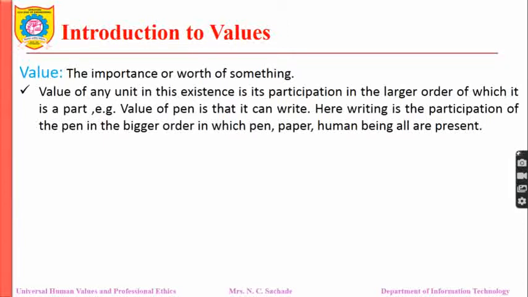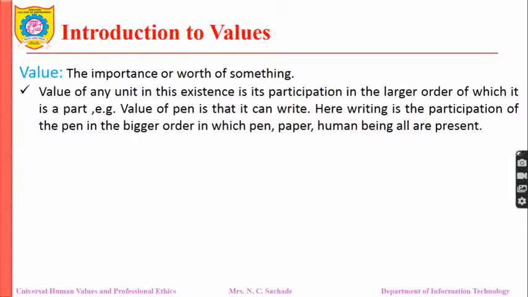That is, what is a value? Value, as per dictionary meaning, is the importance or worth or usefulness of something. We had seen that the value of any unit in this existence is its participation in the larger order of which it is a part. So we had seen that the value of a pen is that it can write. We had also seen different examples like a spinach plant, laptop, curtains, etc. By this, we have started understanding what the value of an object around us is.